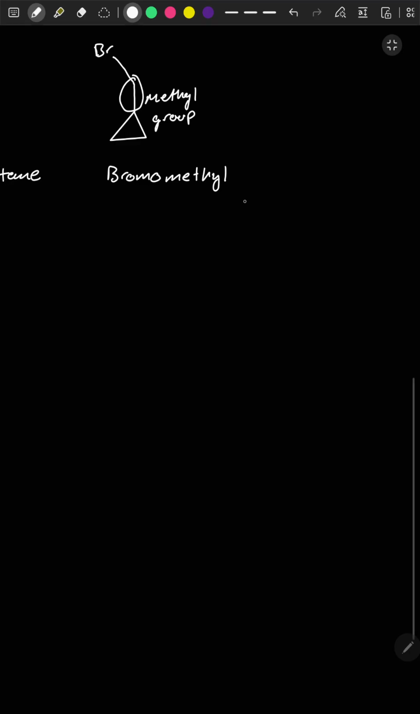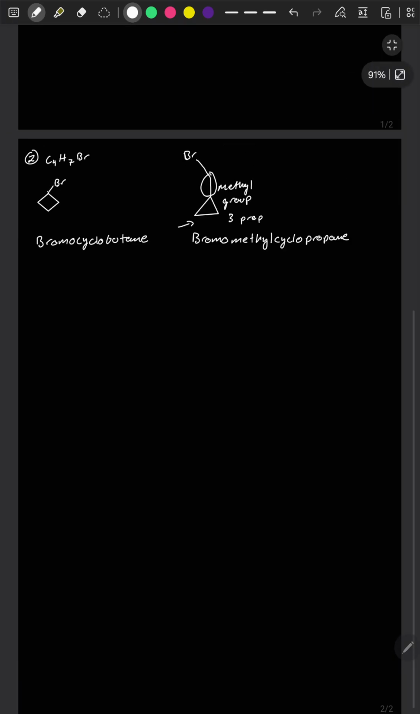And then, again, we just have another cyclo. And then the longest continuous chain right here is going to be 3, which is a prop. So then we have prop and no functional group, ane. So propane. So then we'll go on to the next one.